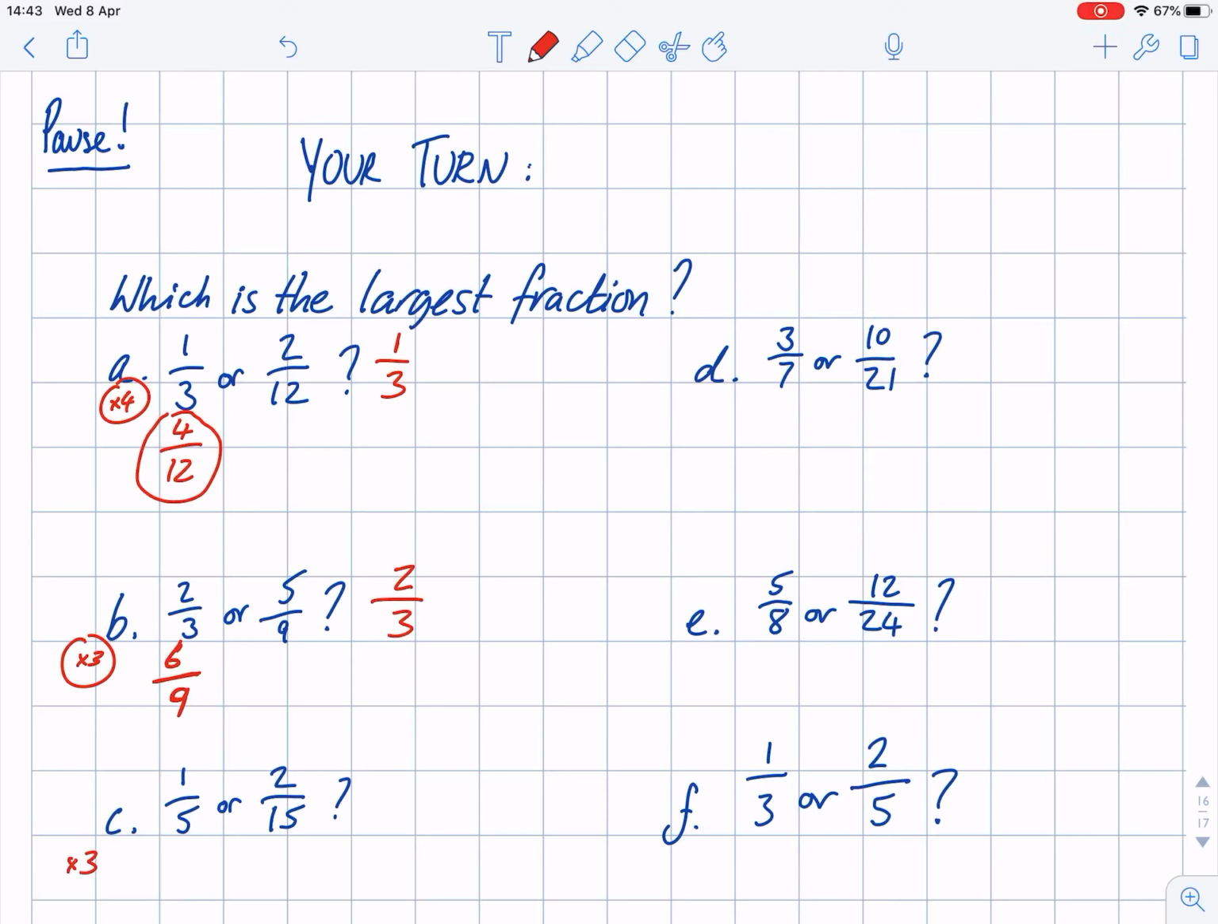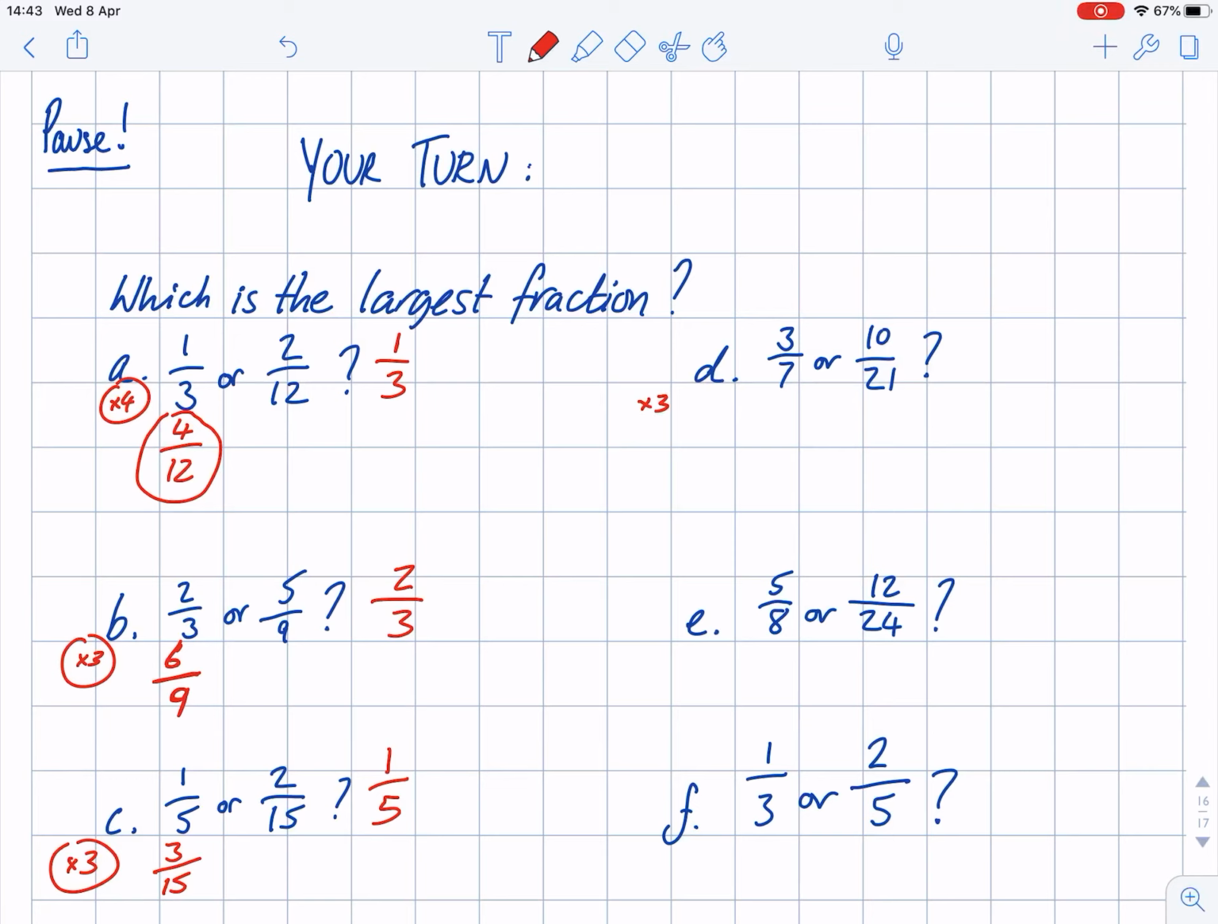Again, I multiply it by 3. God, they're all the first fraction, aren't they? So multiply it by 3, multiply it by 3. 1/5 or 2/15? Well, it's 1/5, isn't it? Because it's equivalent to 3/15. Next one, 3/7 or 10/21.